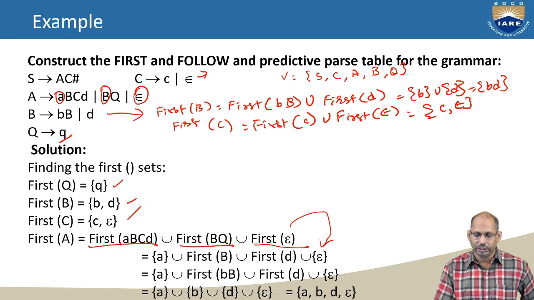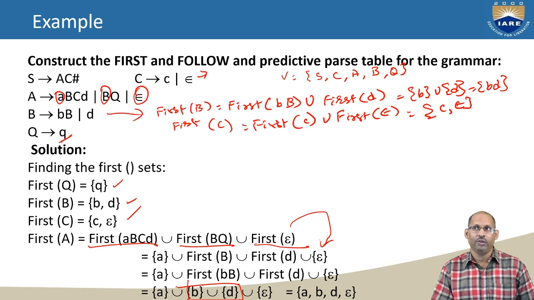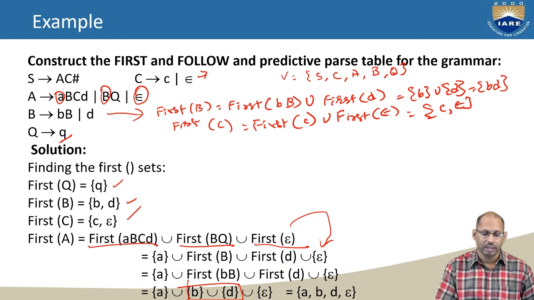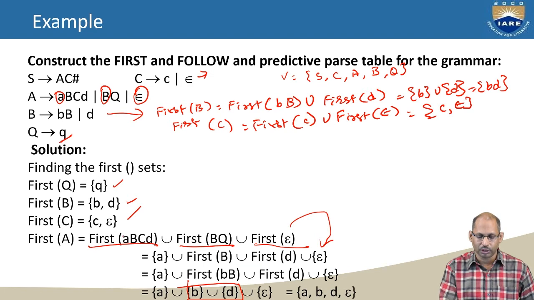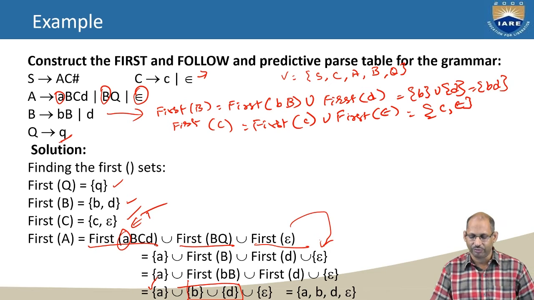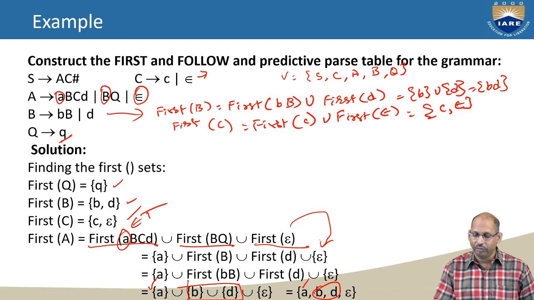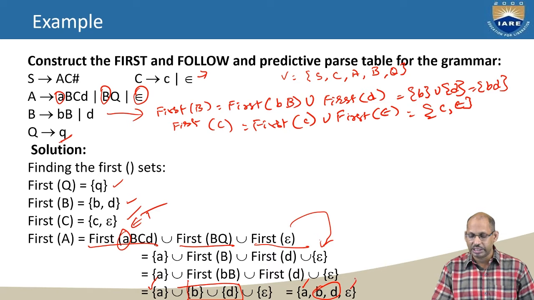B has two productions. So for both productions simply we are writing b and d. From the first production, the first symbol belongs to terminal, so we write a itself. So finally a from the first production, b d for the second production, c epsilon for the third production. So now we have the epsilon.